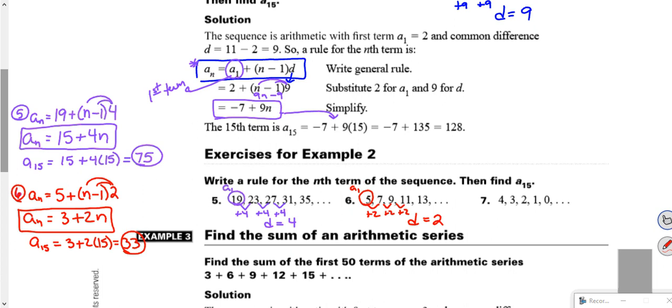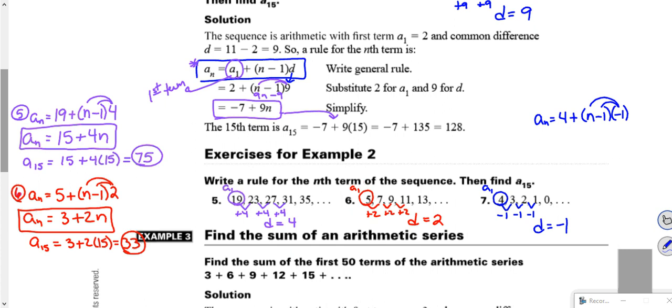All right, let's do 7. I'll do it over here on the other side. For 7, my d is going to be negative because I am actually subtracting 1 to get from one term to the next. So now my d is -1. And again, this 4 is my a sub 1, that's my first term. So that means that a sub n is going to be 4 plus n minus 1 times -1. And again, that -1 gets distributed.